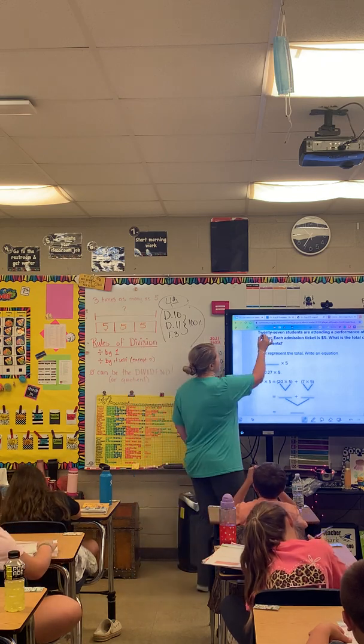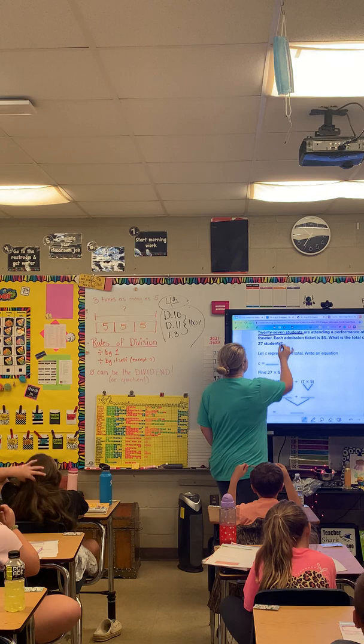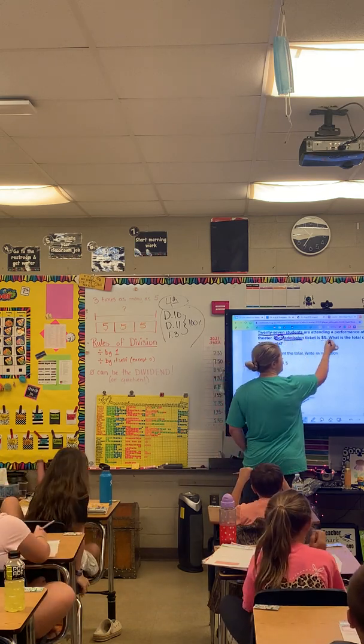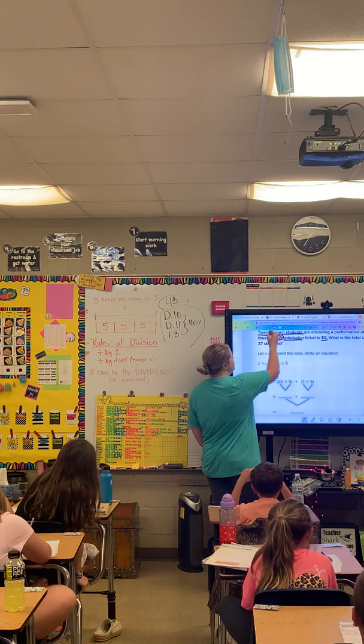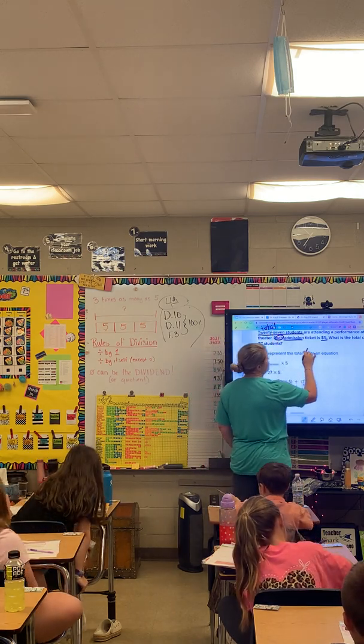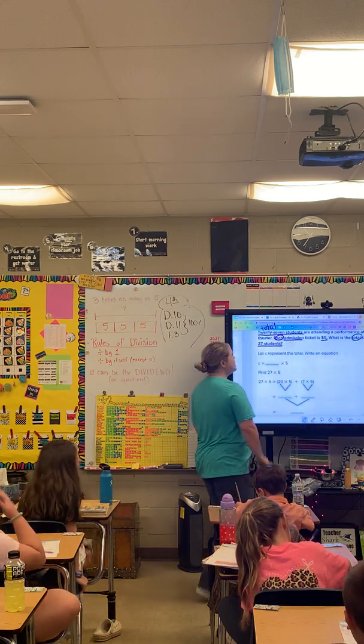Alright, good. So I have how many students going? It says each admission, so that means one ticket is how much? $5. 27 is my total. Alright, so each admission ticket is $5. What is the total cost for the 27 students?